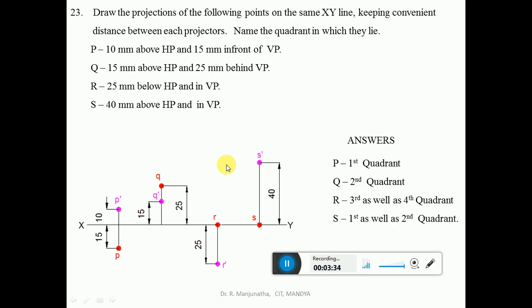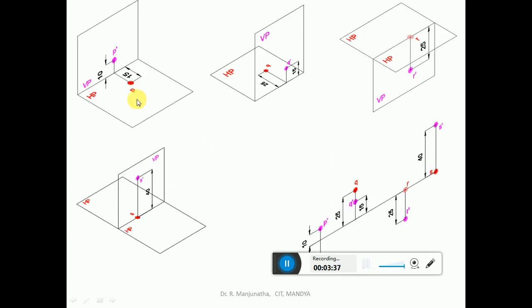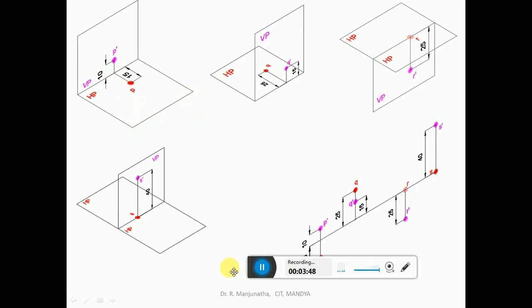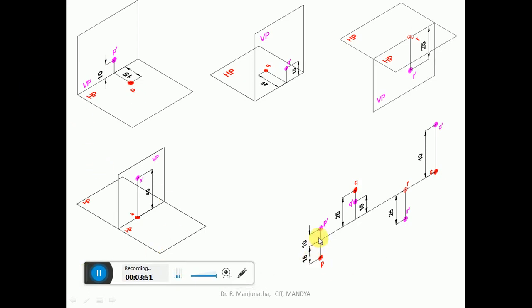In order to analyze this in 3 dimensions, point capital P is 10 mm above HP and in front of VP. So it's the first quadrant. When HP is rotated down, the top view will come below XY line and the front view will be above XY line, which has been shown here. And the point capital Q is 15 mm above HP and 25 mm behind VP. So this is the case in the second quadrant, when HP is rotated to the top, so that 15 mm above HP will be Q dash and 25 mm behind VP will be Q, which comes above XY line. So this will be the second quadrant.